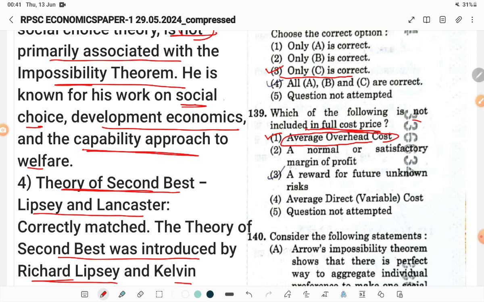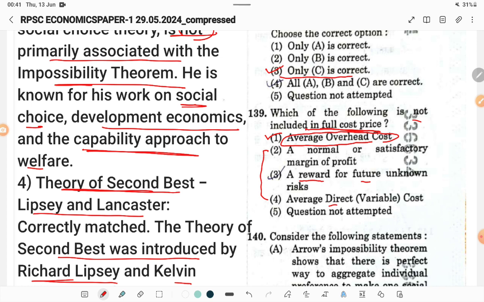And in the other statements, a normal or satisfactory margin of profit, this is the profit margin deemed necessary for the business to remain viable and competitive. And the third, the reward for future unknown risk. This refers to a provision for uncertainties and risks that the business may face in the future.